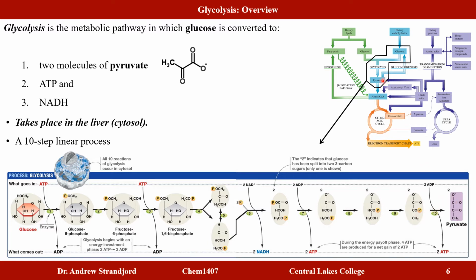Pyruvate then is ultimately transformed into acetyl-CoA, so it can enter into the citric acid cycle onto the electron transport chain to make ATP, or pyruvate can go by a reverse process called gluconeogenesis to reproduce glucose. We'll talk about the glycolysis process and each chemical reaction involved in transforming glucose into two pyruvate molecules.